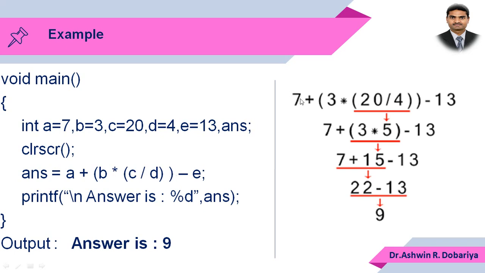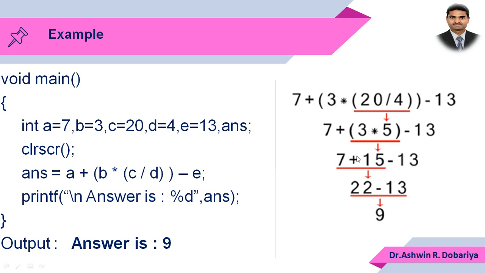Just for understanding, we place all these values in place of the variable names: a means 7 plus b means 3 multiplied by c 20 divided by d 4 minus e 30. Here plus, multiplication, division and minus are all operators, but we know that the bracket has the highest priority. So first it will evaluate 20 divided by 4, and the answer is 5. The remaining things remain as they are. Now again the bracket is there, so 3 multiplied by 5 is evaluated first, and it becomes 15. Now 7 plus 15 minus 30.